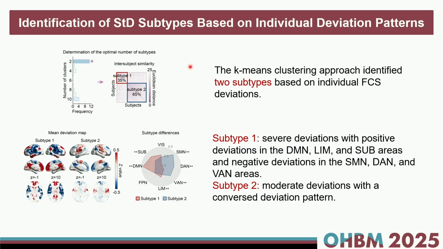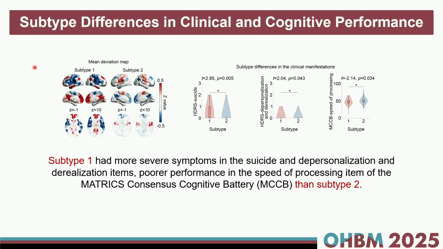Based on the individual deviation patterns, we clustered STD participants into 2 subtypes. Subtype 1 showed severe deviations, with positive deviations in default mode, limbic, and subcortical areas, and negative deviations in the sensorimotor and attention areas, while subtype 2 showed moderate deviations with a converse deviation pattern. Then we compared subtype differences in clinical and cognitive performance, and we found subtype 1, which showed positive deviations in the default mode, had more severe symptoms in the suicide item, depersonalization and derealization item, and poor cognitive performance than subtype 2.